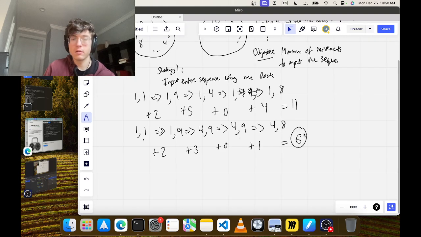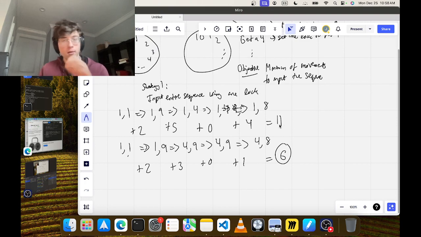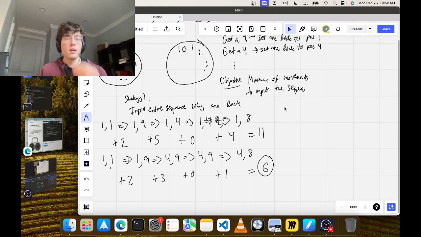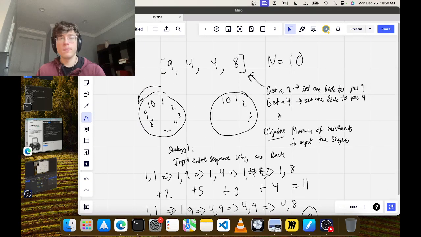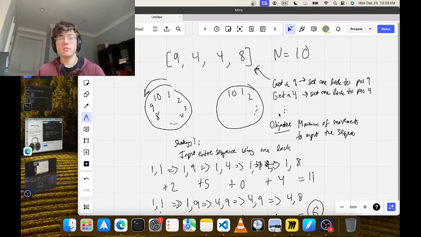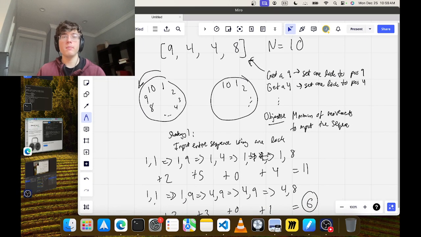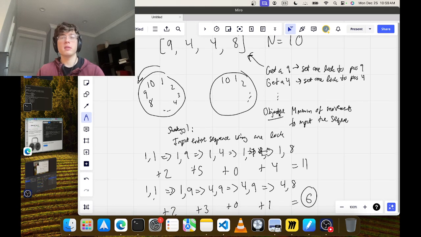So you can see we found a much better strategy by keeping locks around where we're going to need them in the future, right? Makes sense? So how do we go about solving this problem? This is another kind of dynamic programming problem. So let me define the objective that we're trying to solve.